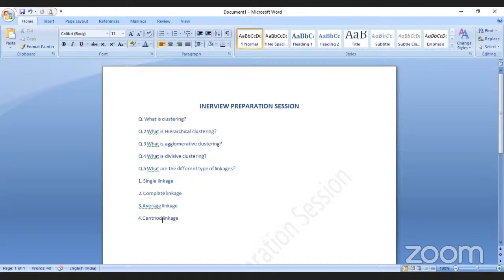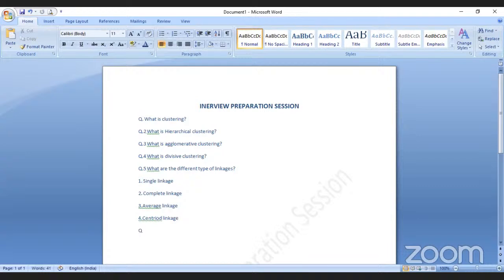And then finally we have centroid linkage. This linkage is the distance between the centroids of 2 clusters. When we are forming a cluster, in every cluster there will be one centroid. So when we are doing the centroid linkage, it will be the distance from one centroid to the other centroid. So that is the centroid linkage.